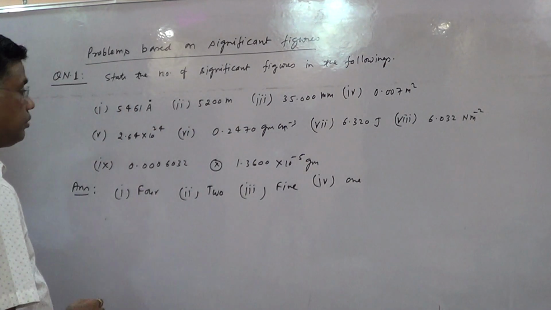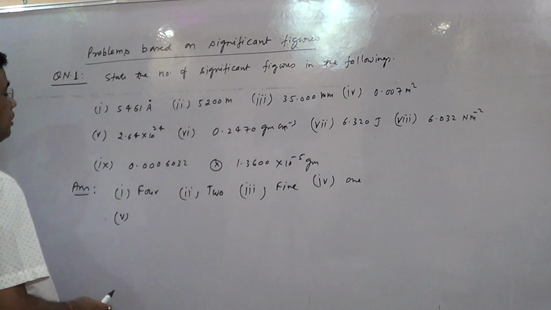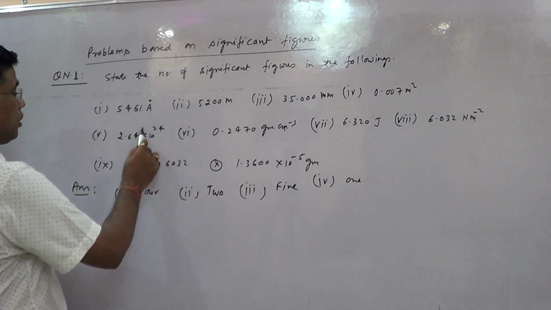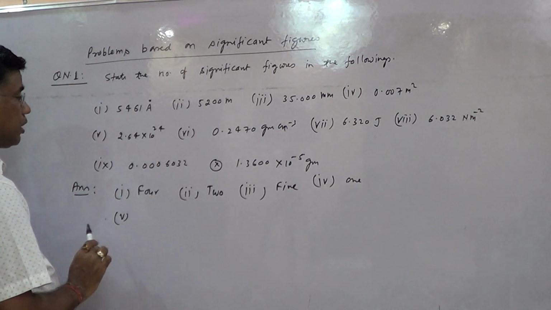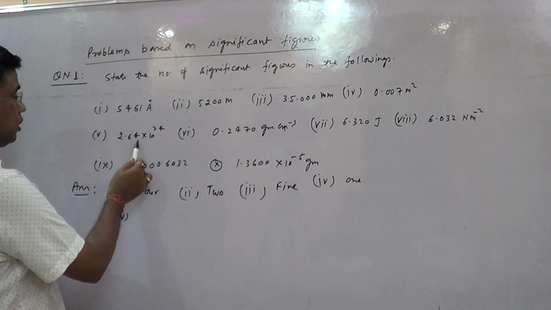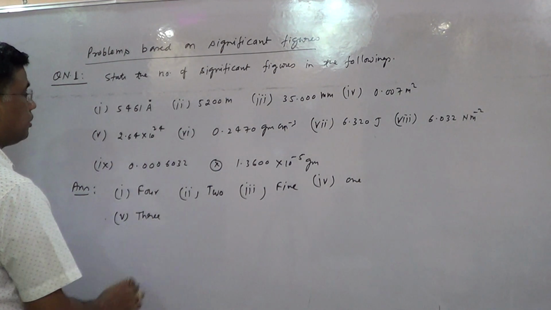Now question number 5. In this measurement 2.64 into 10 power 24, this 10 to the power 24 is not taken into the significant figures. Only these 3 numbers are significant, all are non-zero numbers. So in this there are 3 significant figures.